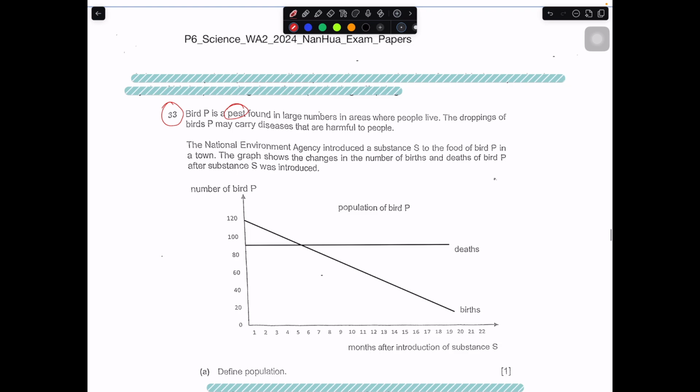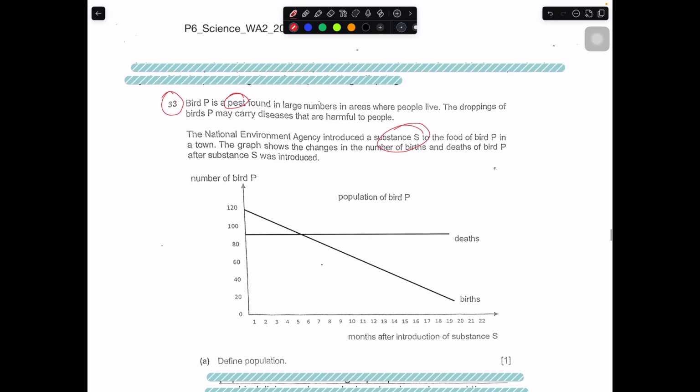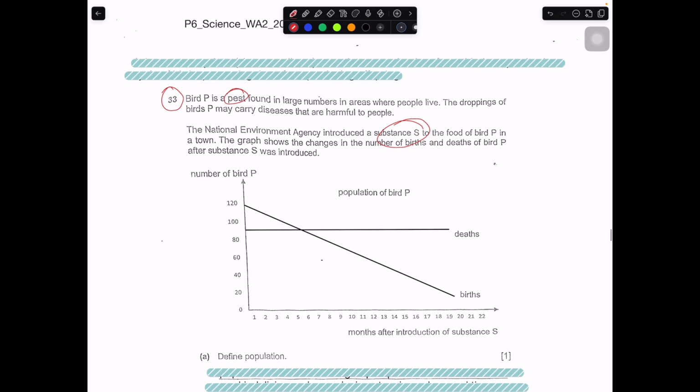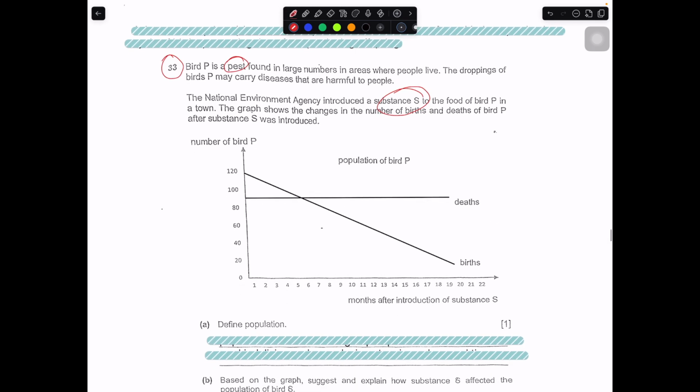So NEA, being the Singapore Environmental Control Agency, introduced this substance S to the food of bird P in a town. The graph shows the changes in the number of births and deaths of bird P after S was introduced. If you take a look at this graph, they state that the death remained constant after introducing S, but the birth decreases. That means there is less P being born or hatched.